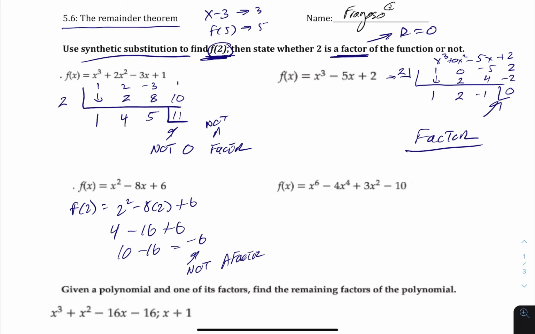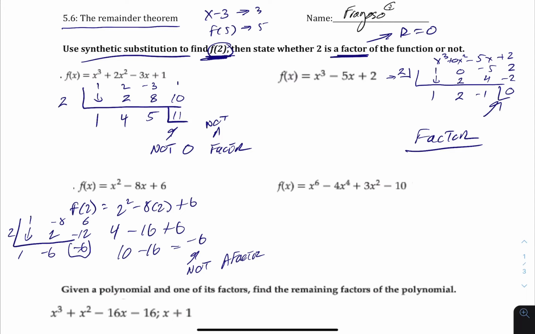Remember, it's the exact same thing as doing the remainder theorem with synthetic division. If I did 1, -8, and 6 with the 2, bring down the 1, multiply across, -2, I get -6. Right, so you get the exact same answer either way. Sometimes it's better to do that, sometimes it's better to do this.